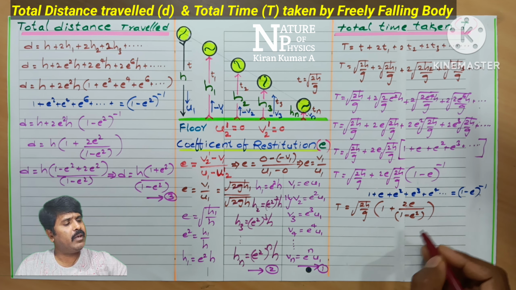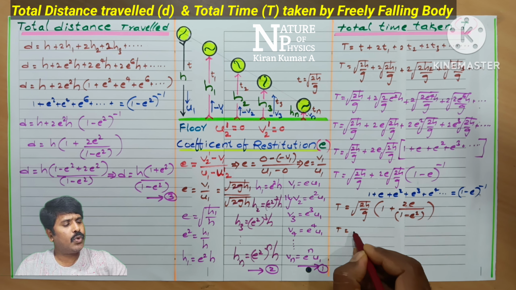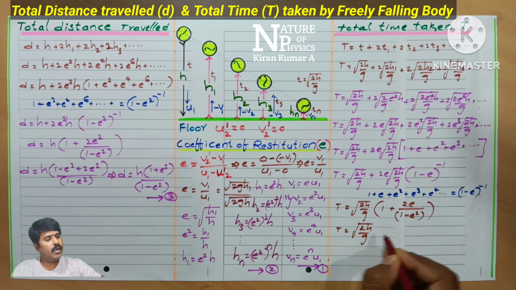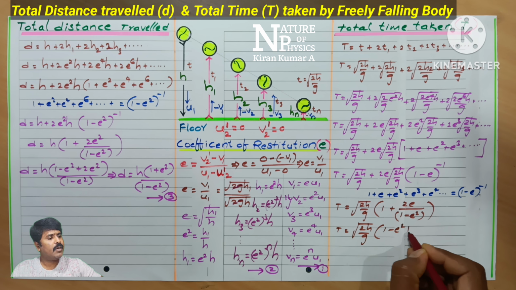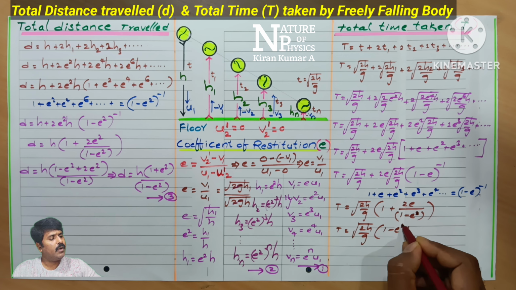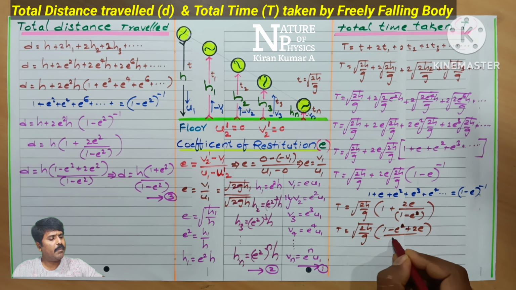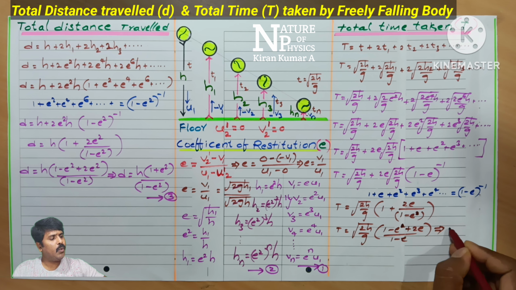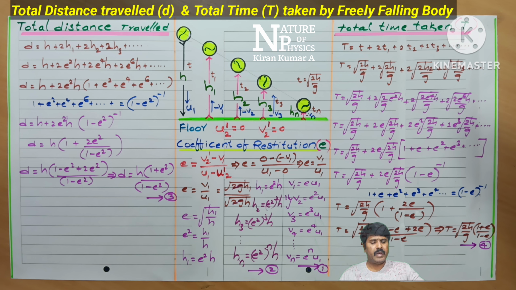So we got this equation, t equals root over 2h by g into 1 minus e square, sorry, I made a mistake, this is 1 minus e only. So that is 1 minus e plus 2e divided by 1 minus e. Finally I got t, which is equal to root over 2h by g into 1 plus e divided by 1 minus e. And also we can find the average speed.